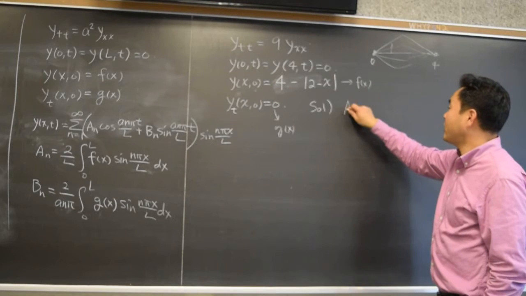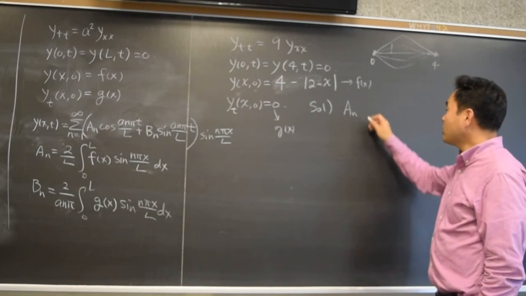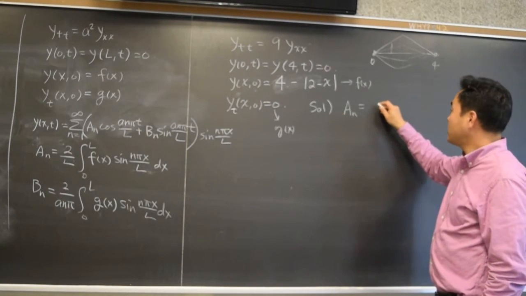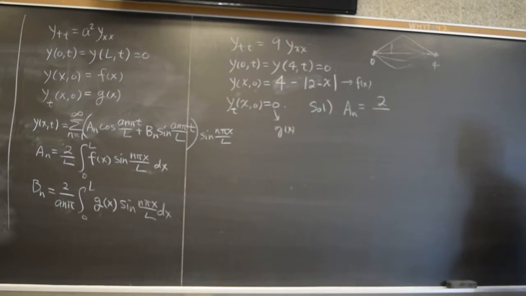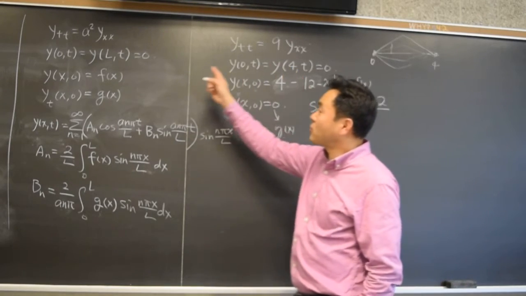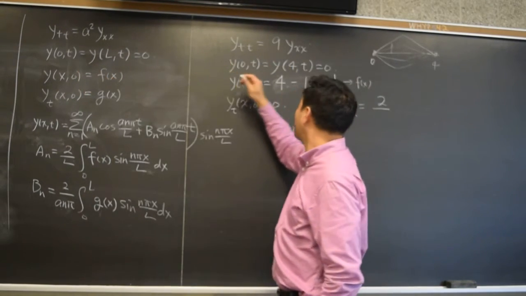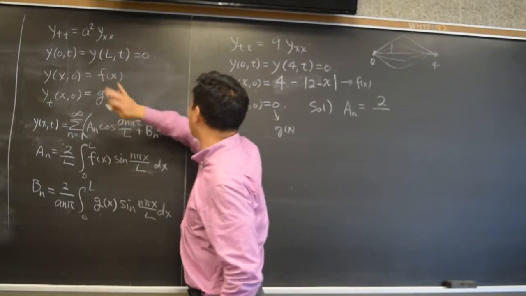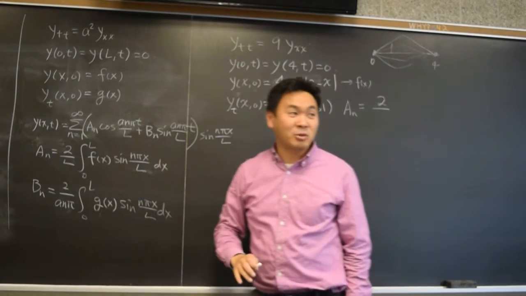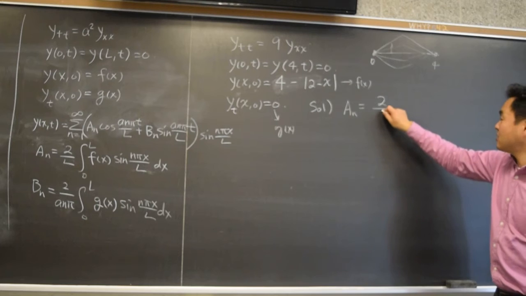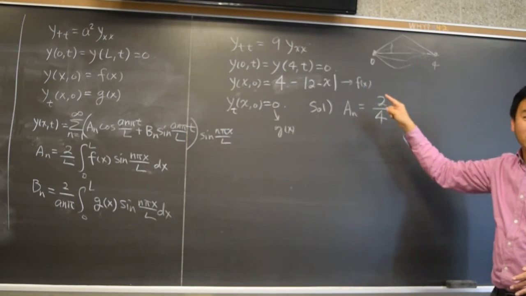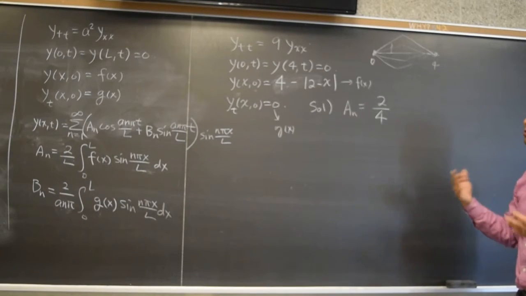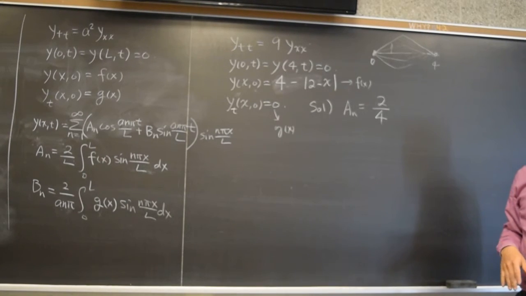Now we have to find A_n, which is you take 2 over L. What is L here? L is 4. L is the length of the string, right? If you look at here and you look at here, there's L here, there's 4 there, so that must mean that L is 4. Okay? Just by matching each equation carefully, you can figure out what L is, you can figure out what f(x) is and g(x) is, and after that, all you have to do is just calculate.